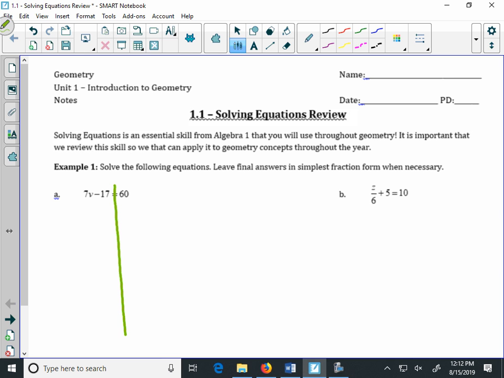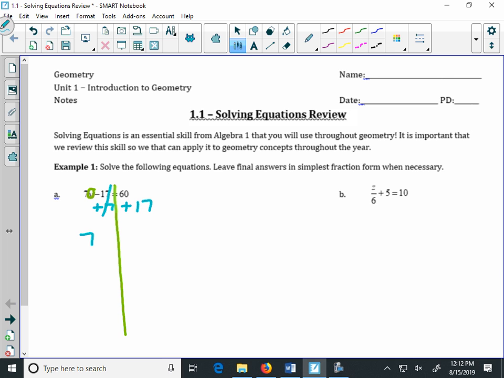If you're unsure, because here's our variable, right there. If you're unsure which one to move over, move the one furthest from the variable. So the 17 is further from that v than the 7. So we have to move the 17 over first. And you move that 17 over by doing the opposite. Lucas said do the opposite. So we're going to add 17 to both sides. That way it cancels out because you did the opposite.